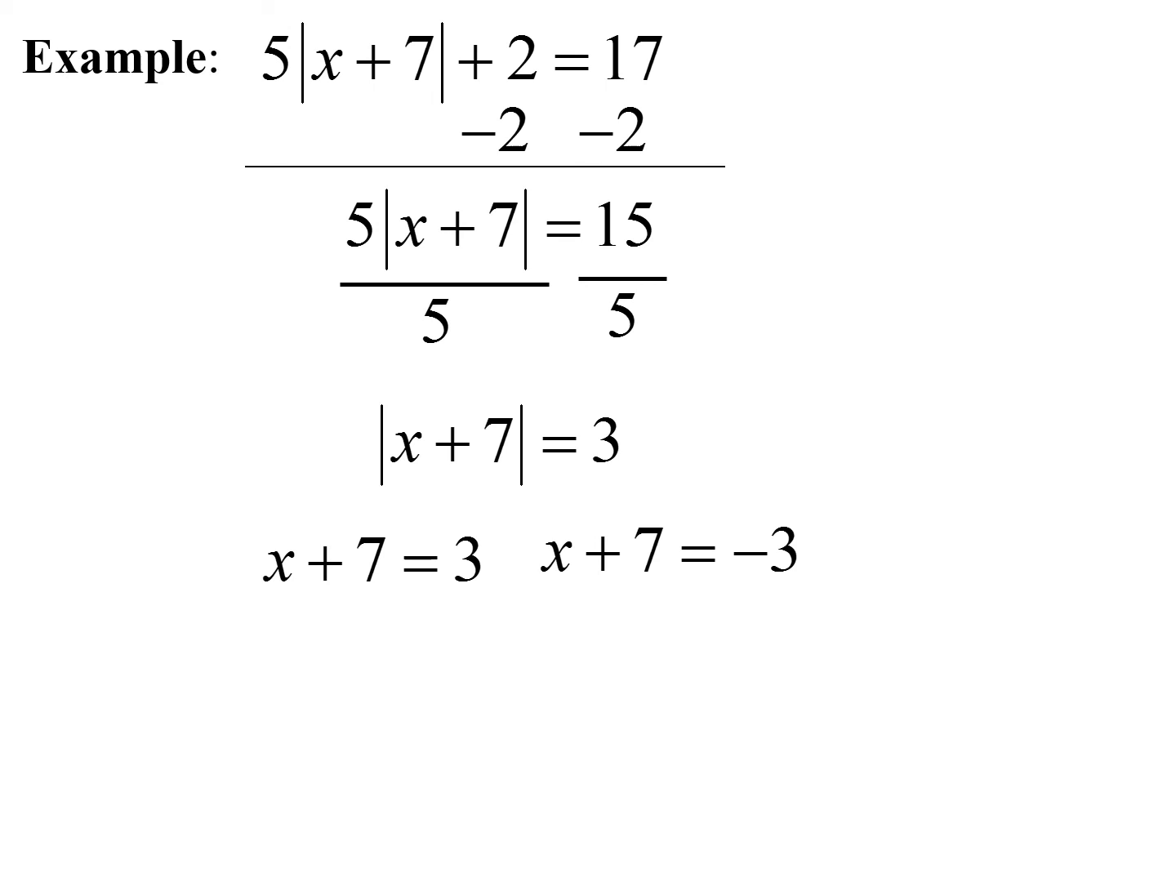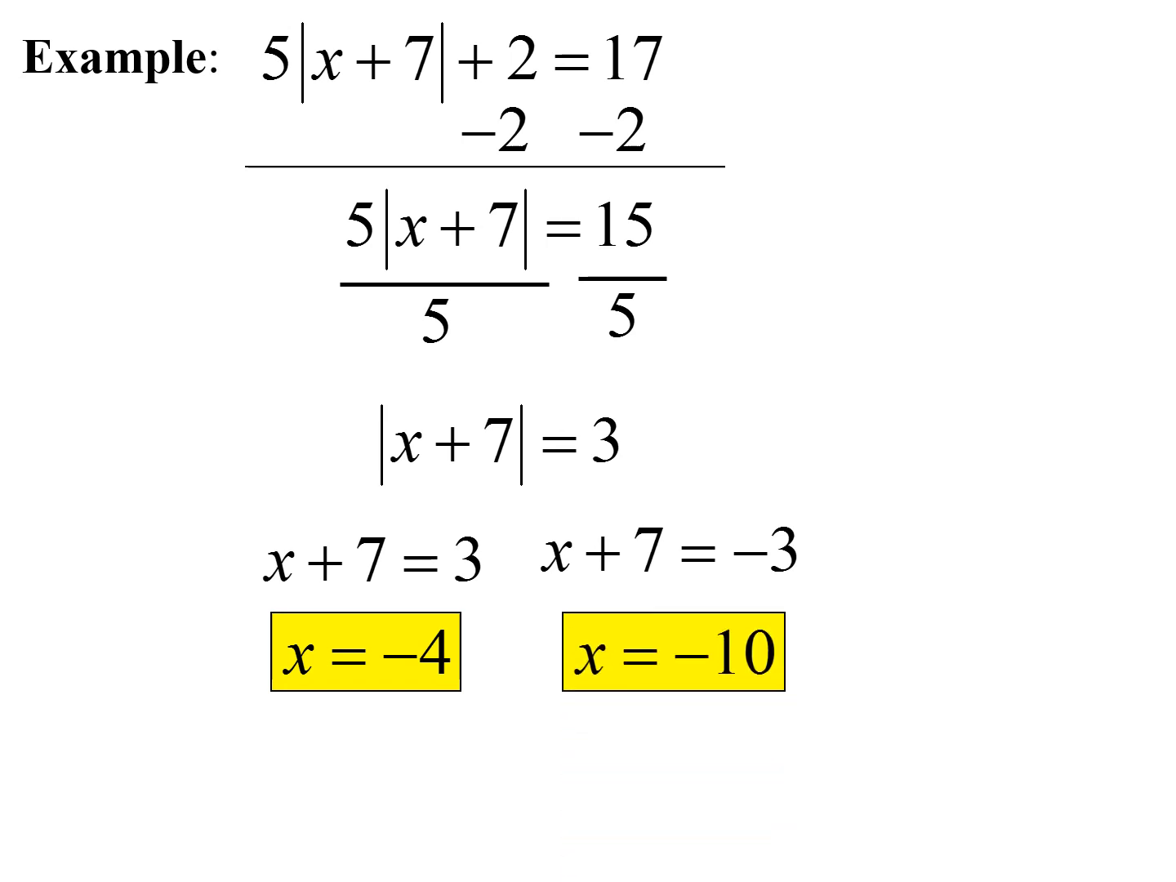To solve the first equation, I want to subtract 7 from both sides. So 3 minus 7 is negative 4. We get x equals negative 4. Then for the second equation, I also want to subtract 7 from both sides. Negative 3 minus 7 is negative 10.